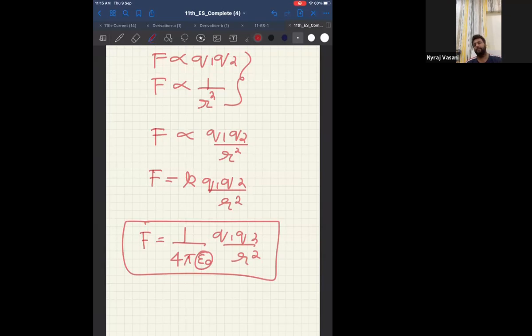Can anyone tell me that much? What will be the SI unit of electrostatic force? Since it is force, the SI unit will be Newton itself, because ultimately it is force. And you know that the SI unit of force is Newton. Can I say that much is clear?